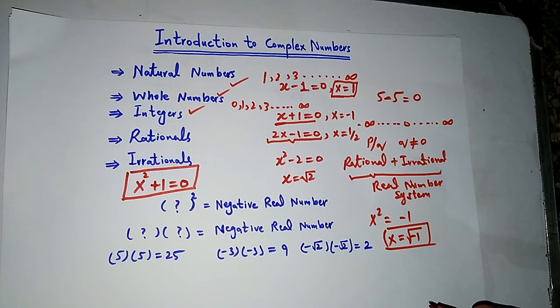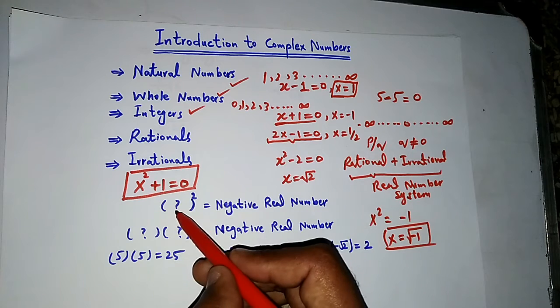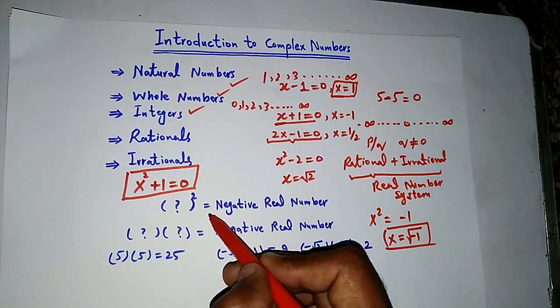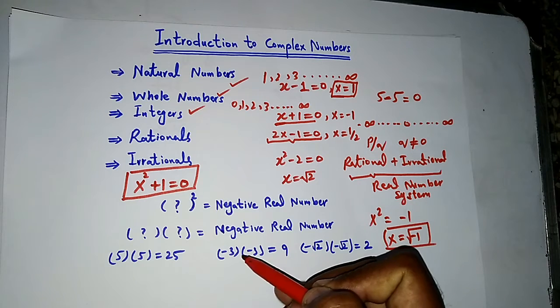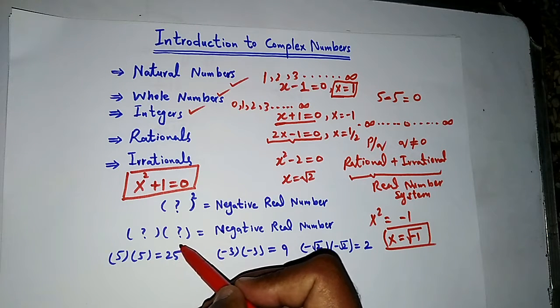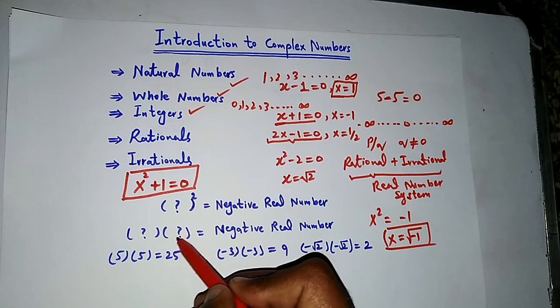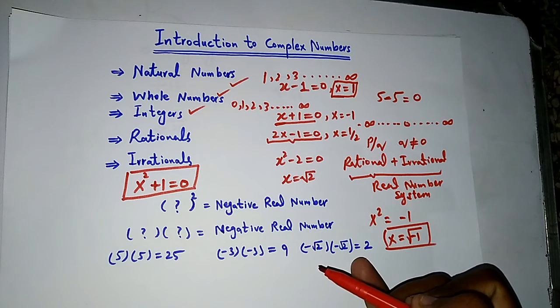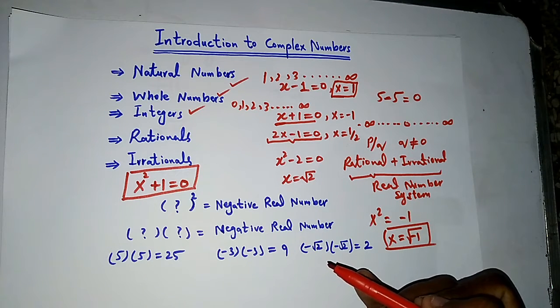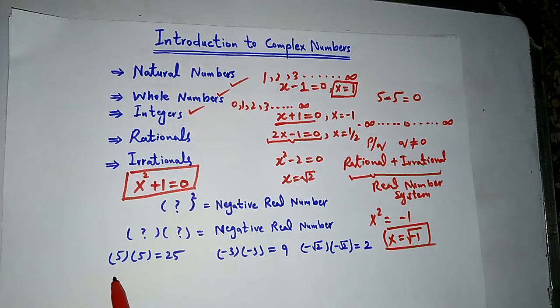Let me ask you some questions. Is there any number such that if we take the square of this number, we get a negative real number? Or is there any number that if we multiply it with itself, we get a negative real number? So let's try finding out such a number. If you multiply 5 by 5, the answer is 25. This is a positive real number.